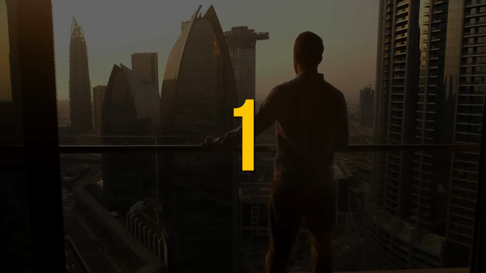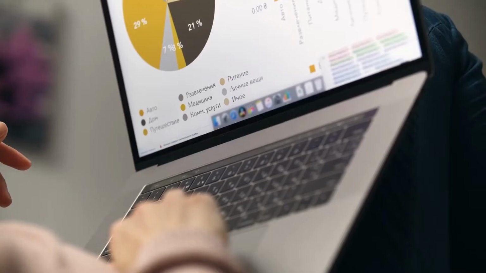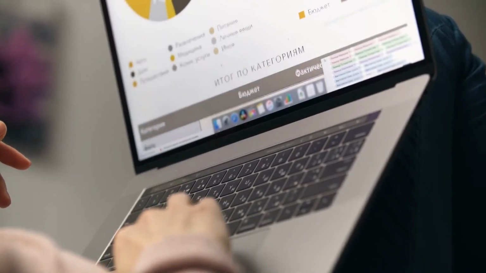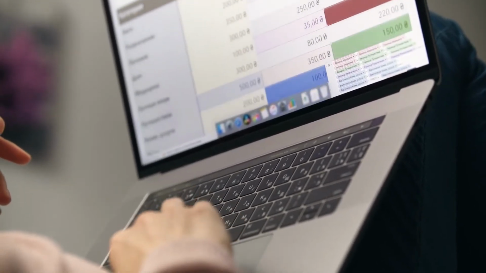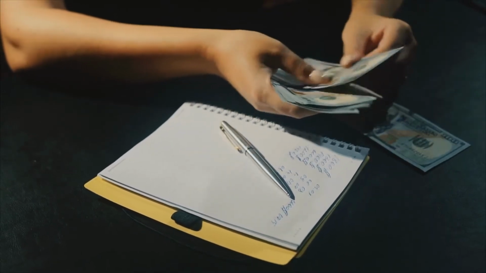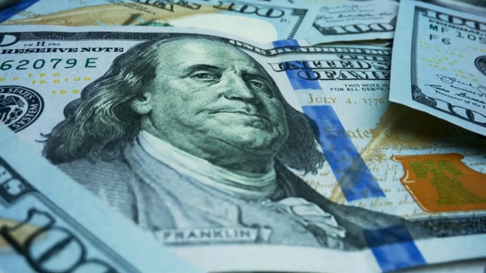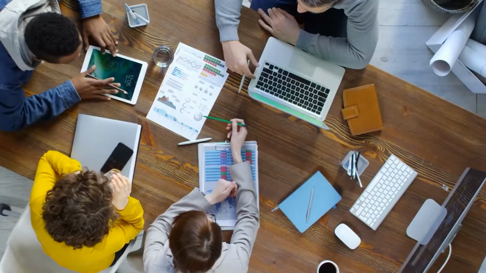Number 1. Begin by establishing financial objectives. Your financial goals will guide a good financial plan. It will feel more intentional when you can approach your financial planning from the standpoint of what your money can do for you, whether that's buying a house or allowing you to retire early. Make your financial objectives motivating. You begin with goals because they will motivate you to take the next steps and serve as a beacon of light as you work to make those dreams a reality.